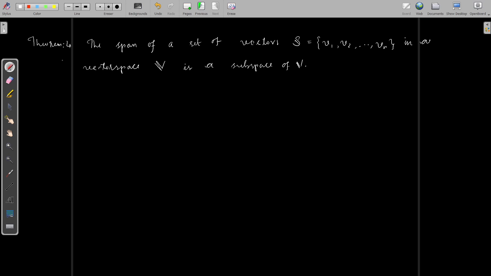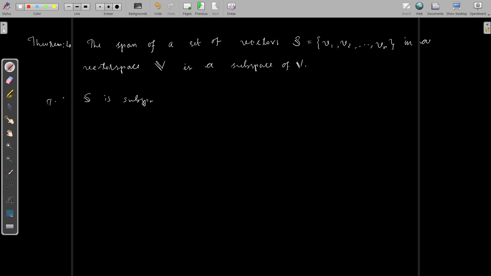Now we have a theorem, theorem 4. The span of a set of vectors S equal to v1, v2, etc. vn in a vector space V is a subspace of V. Now we will prove S is a subspace.